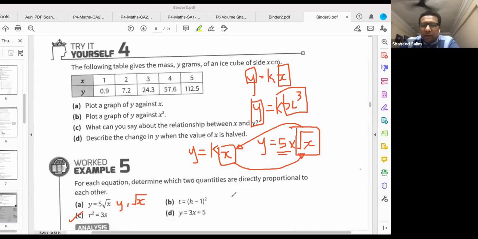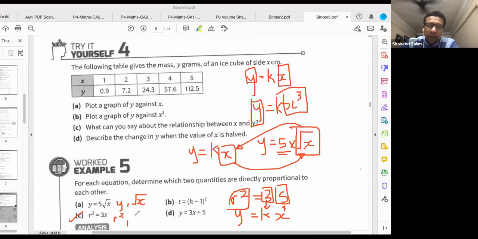Okay, you can see now r square equals 3s. We are going to follow this one. Can you see? So y down here is r square, k is 3. You see, k is 3, x is s. So what does it mean? It means r square is directly proportional to s.